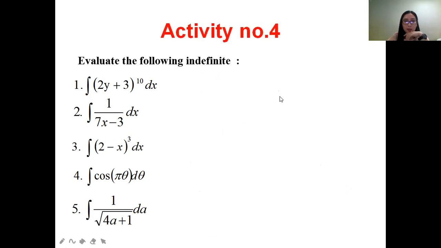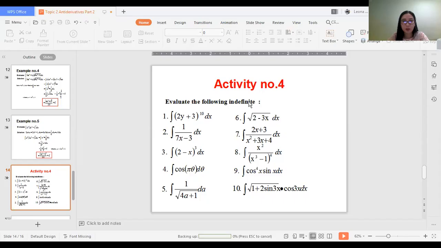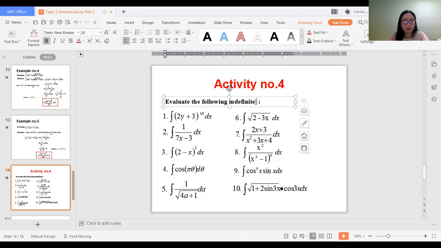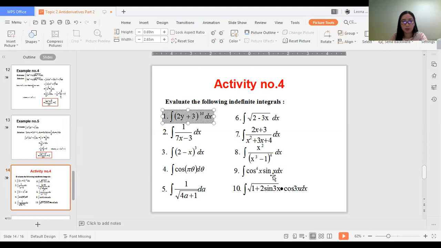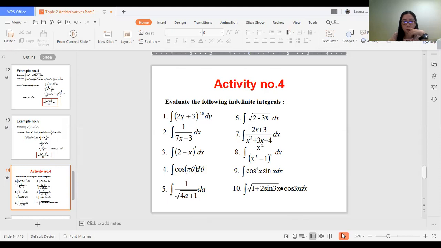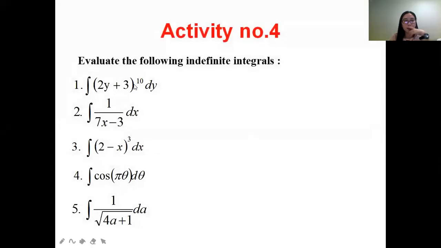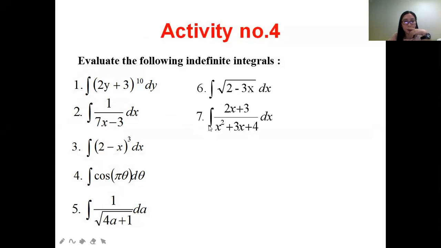So for our activity number 4, we have to evaluate the following indefinite integrals. Wait a moment. So for our activity number 4, evaluate the following indefinite integrals. Number 1, the quantity, and this is dy. So that is our activity number 4.